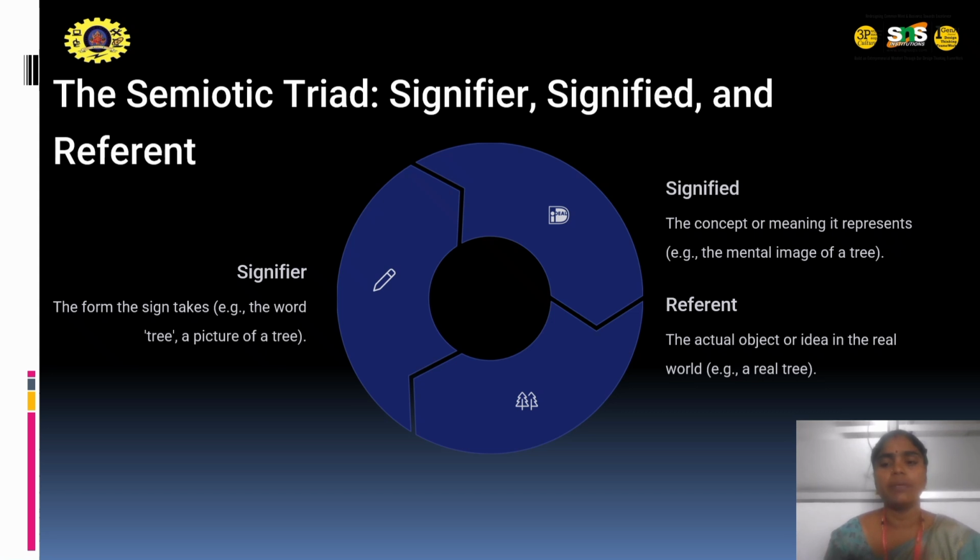The next one is signified. For example, the mental image of a tree. That means the concept or meaning it represents. And the final element is the referent. For example, a real tree, the actual object or idea in the real world.